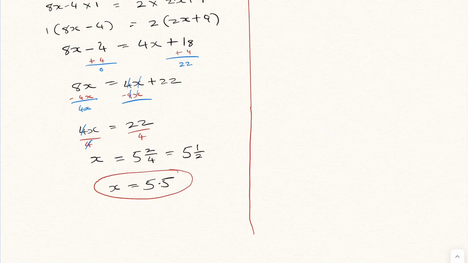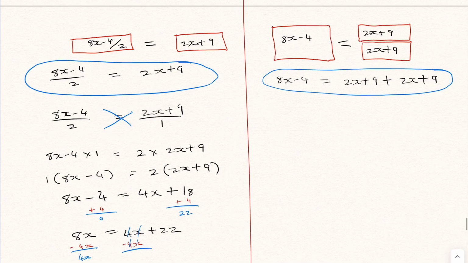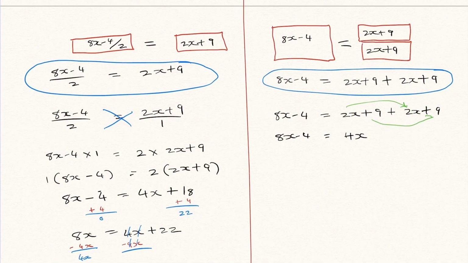And let's go to the other equation to see if it's going to give us the same thing. Remember here we have 8x minus 4 is equal to 2x plus 9 plus 2x plus 9. 8x minus 4 is equal to 2x plus 2x, which gives us 4x. Now 9 plus 9 here gives us 18.